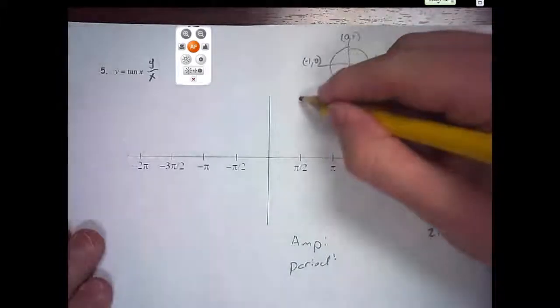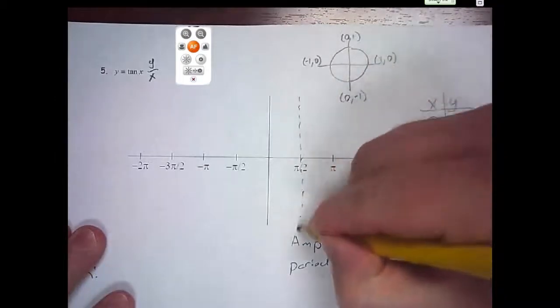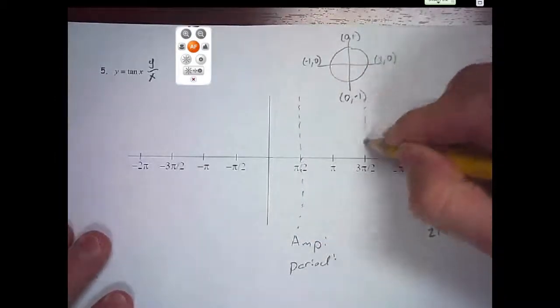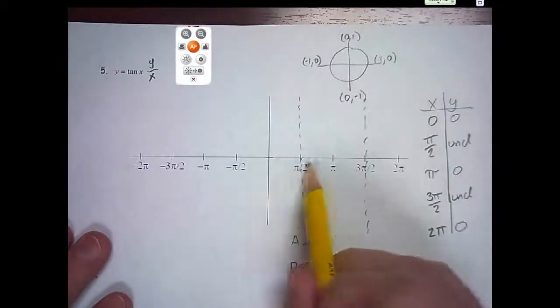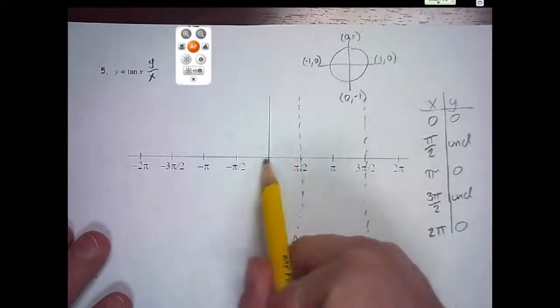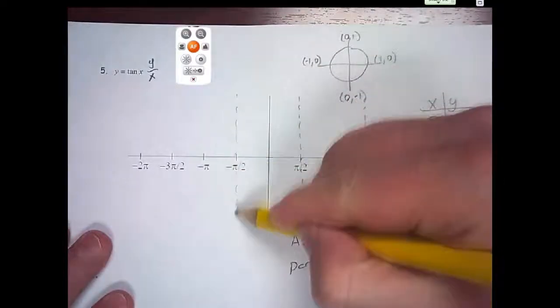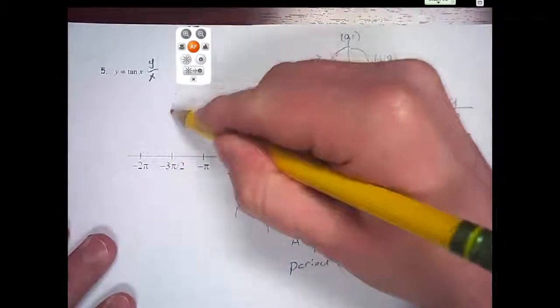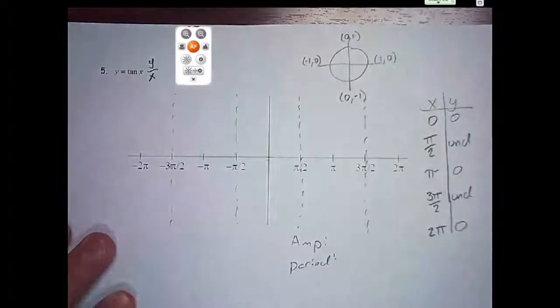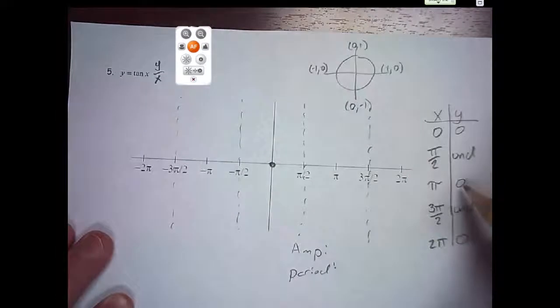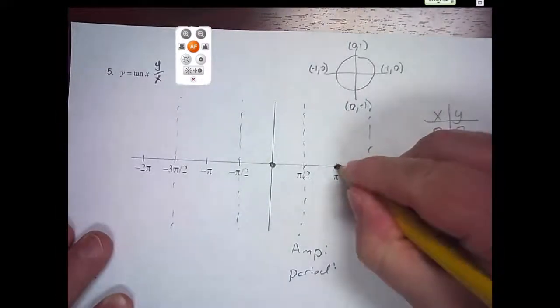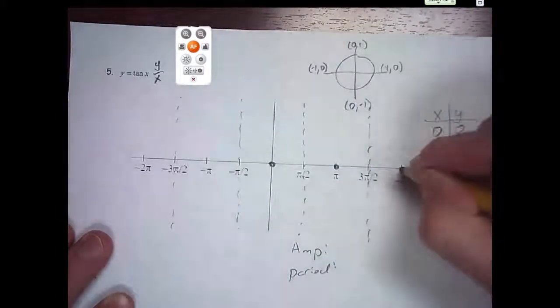Alright, so let's plot these points and draw our asymptotes. So at pi over 2, I have an asymptote. At 3 pi over 2, I have an asymptote. Which means that it's skipping 1 again, right? So skip 1, asymptote. Skip 1, asymptote. Just like that. Okay, let's plot our points. 0, 0. Okay, pi, 0, just like that. And then 2 pi, 0, just like that.